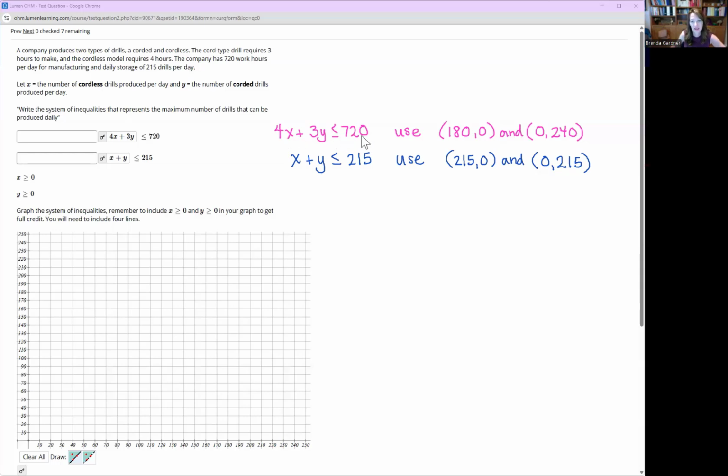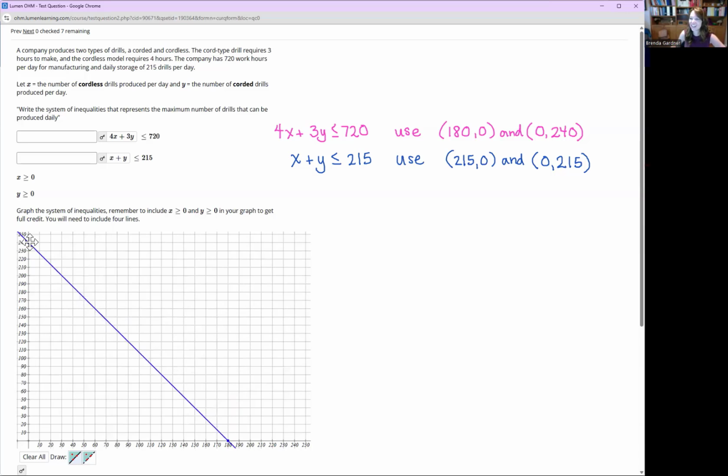For this pink inequality, notice that it's got the equal to, so I'm going to grab the equal to inequality, and I'm going to use 180, 0, so I'm going to put a dot at 180, 0. And then from there, I've got this line anchored at 180, and I'm going to just kind of move it until I get my second point on there, which is 0, 140.